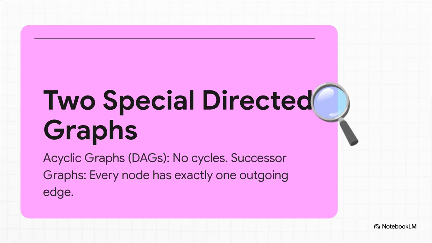Okay, so for this explainer, we're really going to zero in on two specific graph structures. First up, we've got directed acyclic graphs, or DAGs for short. The key thing here? No cycles. You can't start at some node, follow a path, and end up back where you started. Think of it like a city with only one-way streets and absolutely no roundabouts. Then we have successor graphs. These are even more specific. Every single node has exactly one way out. Super predictable, right? And because of these unique properties, we can use some seriously efficient algorithms on them.